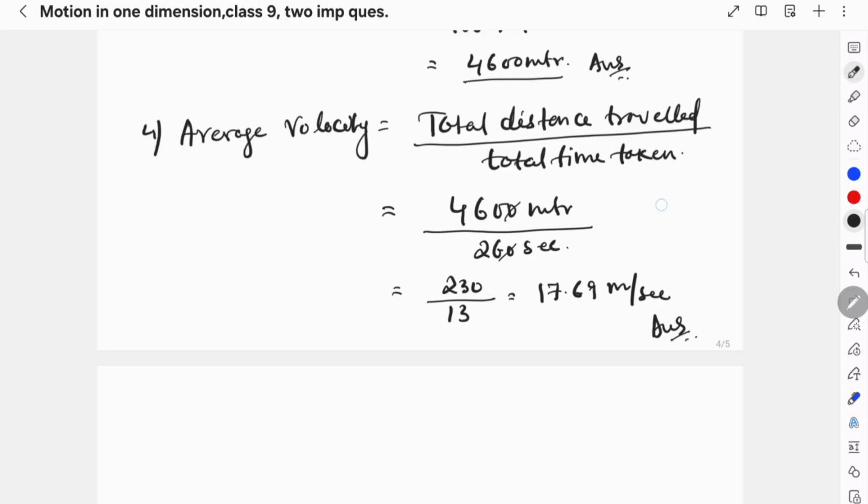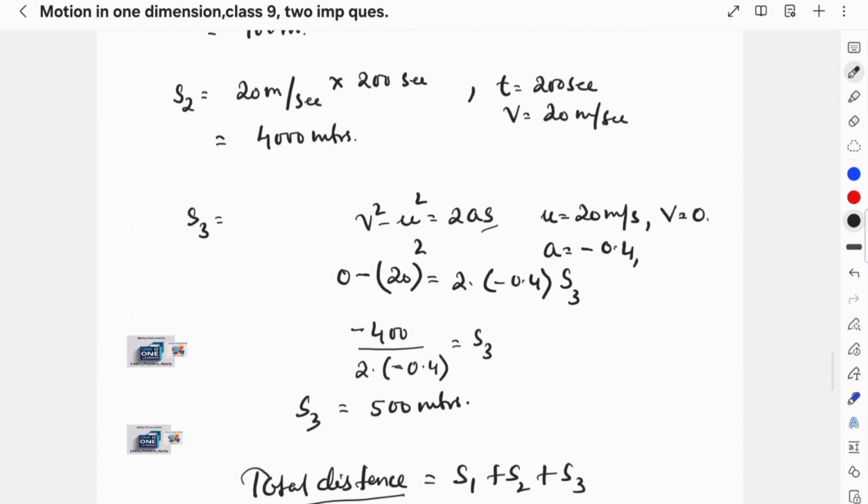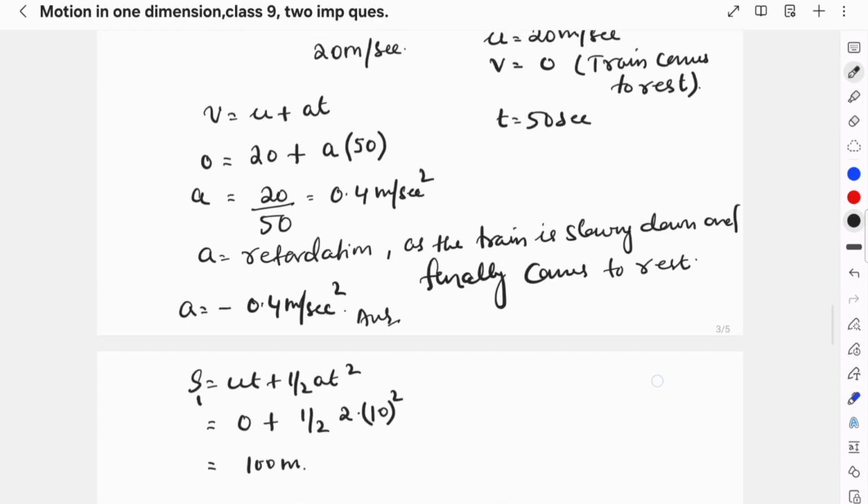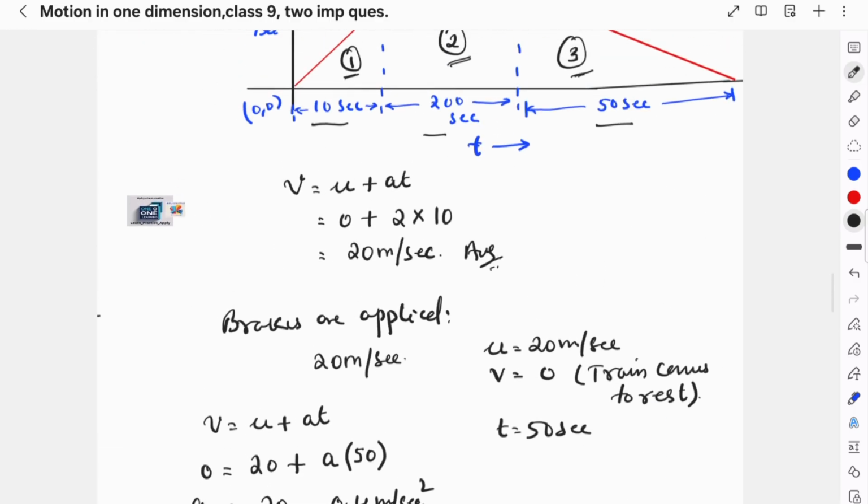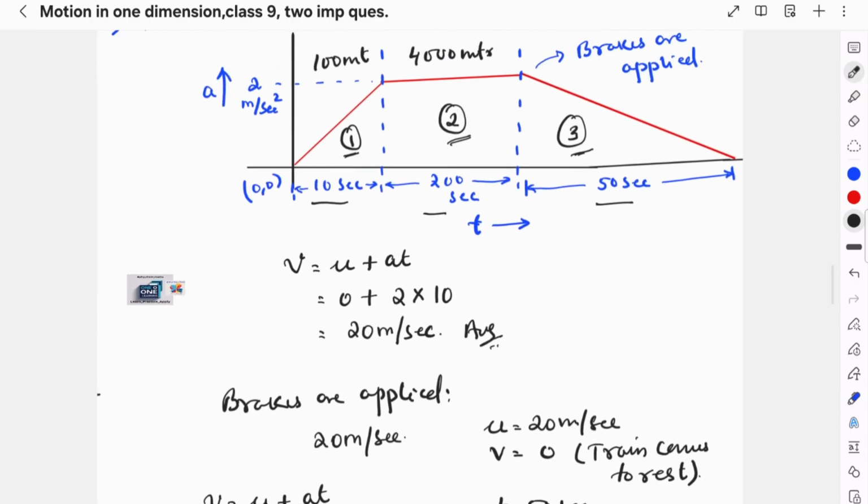Okay students, I will end this session here. These are the two most important questions which you should practice before your exams.